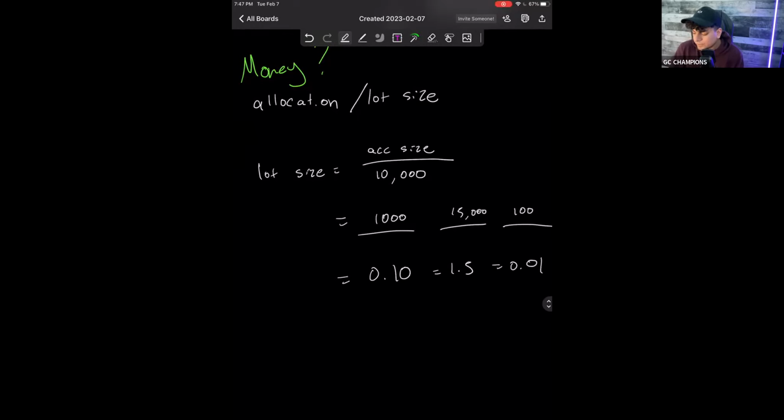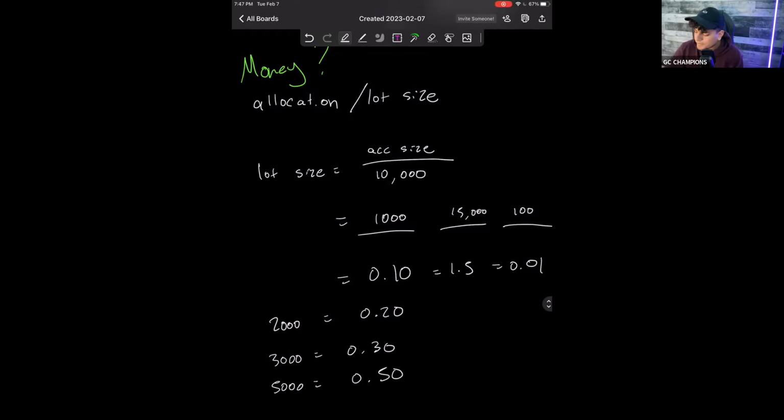Now let's do a couple different examples so that you understand how a pattern forms. If this were to be 2,000, it would be 0.20. If it were to be 3,000, it would be 0.30. I think Matt said 5,000 earlier. If it was 5,000, it would be 0.50. Do you see a trend in the thousands? Yep.